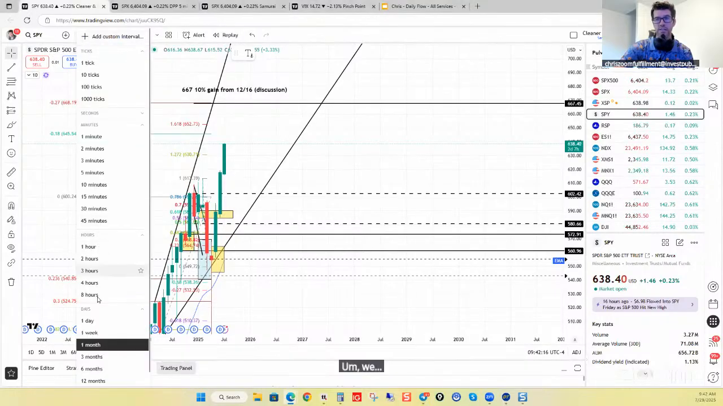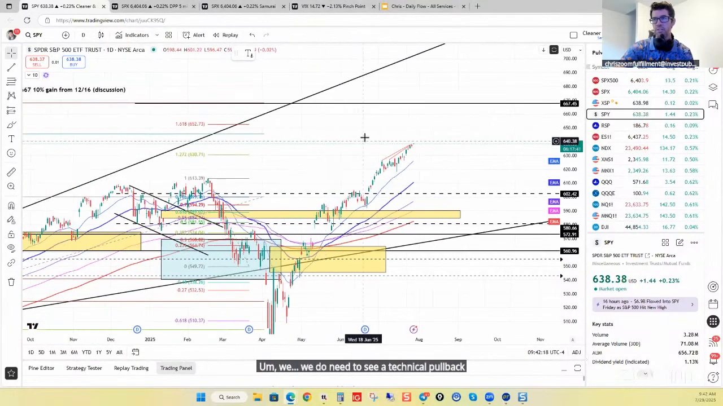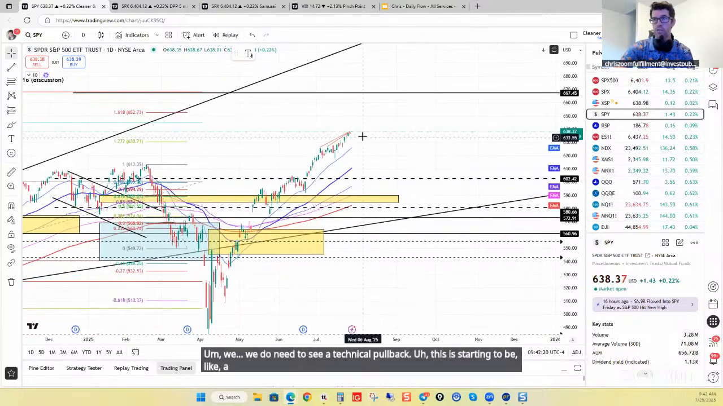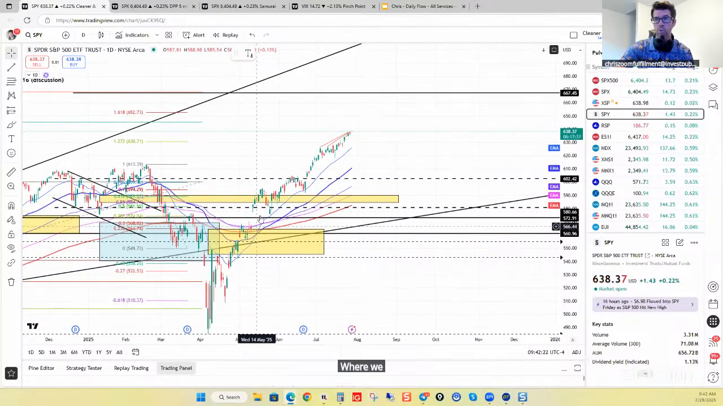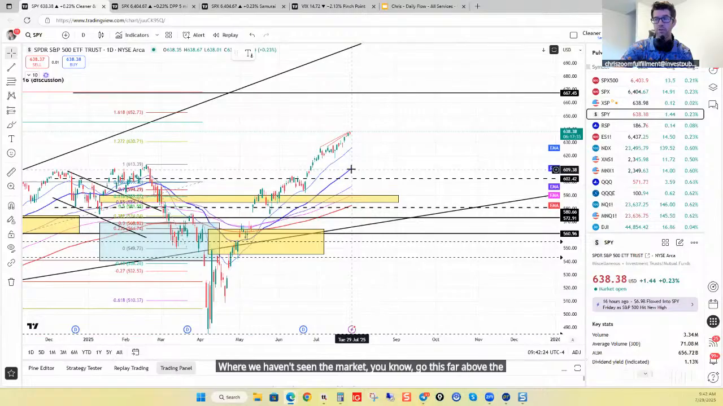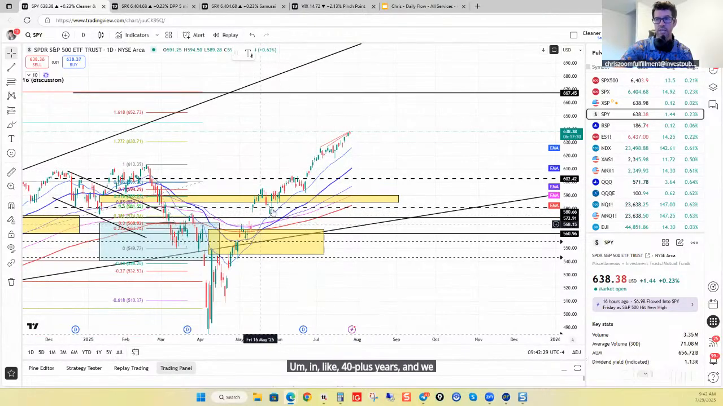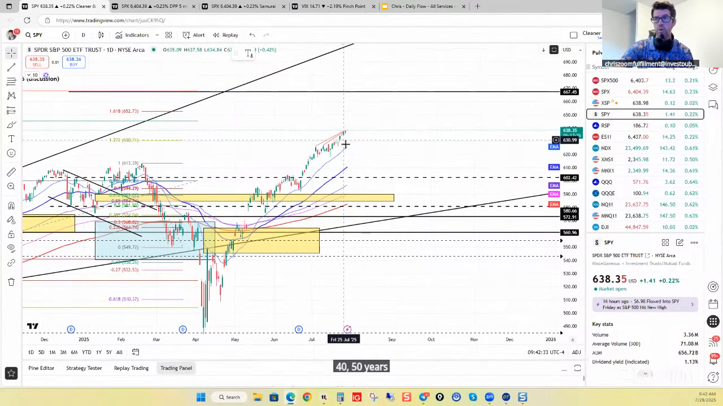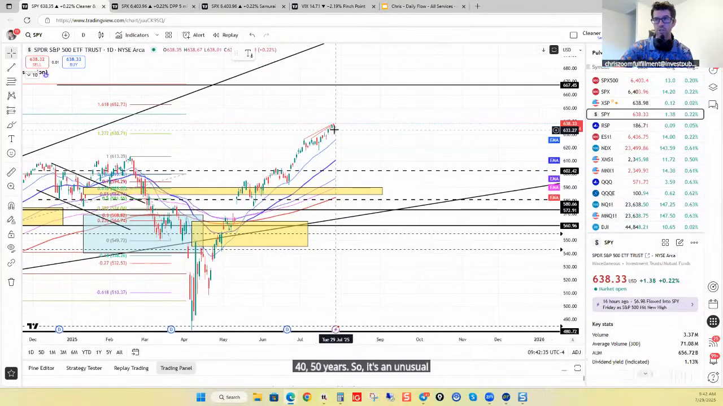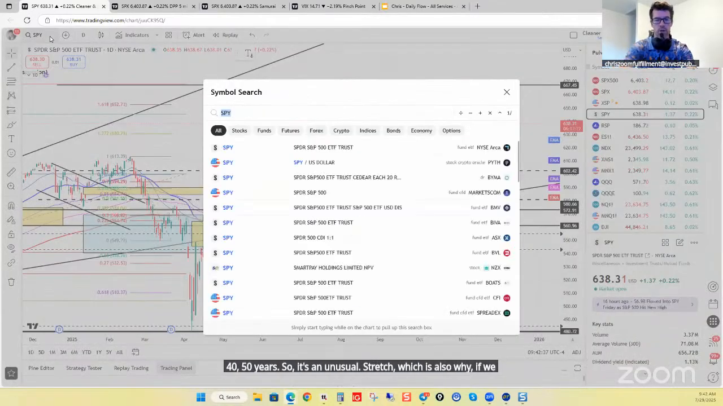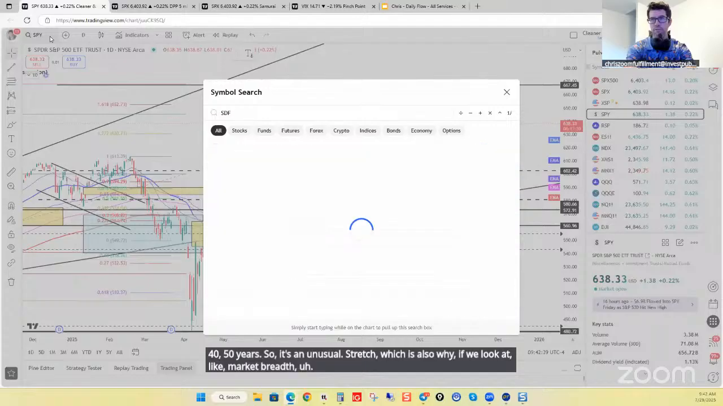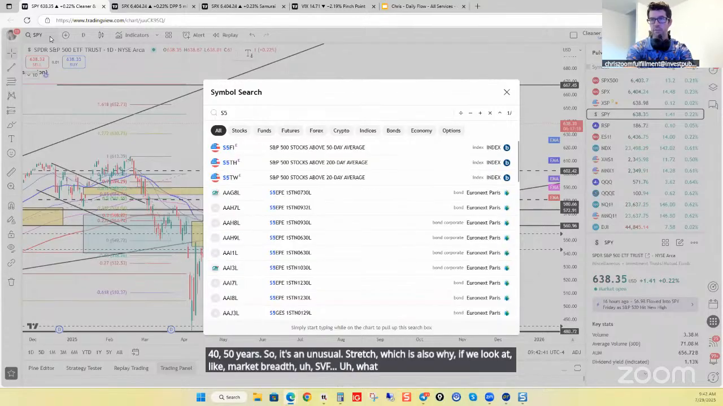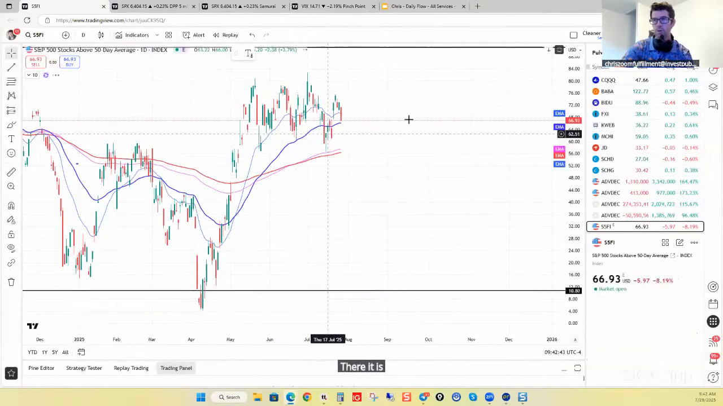We do need to see a technical pullback. This is starting to be a record-breaking stretch where we haven't seen the market go this far above the 50-day moving average in 40-plus years. And we haven't seen the market stay this many days above the 21-period moving average in 40, 50 years. So it's an unusual stretch, which is also why, if we look at market breadth, SPXA50R, what is it, S5? Here it is. Let's look at market breadth for a second.